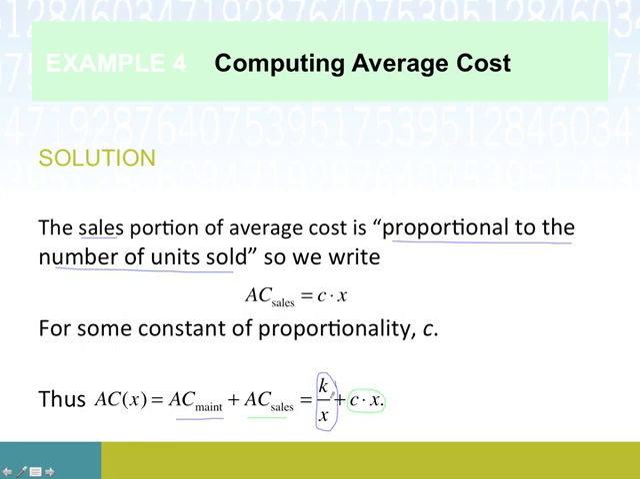What would make this yet more exciting, but also probably more valuable, is if we had a couple of data points telling us when we sold this many units, what was our average cost? Because then we could actually nail down what these constants are. If we had a couple of data points, we could figure out a number for k and a number for c, and then we'd have an average cost function that would actually allow us to compute for some new number of items how much average cost actually is.